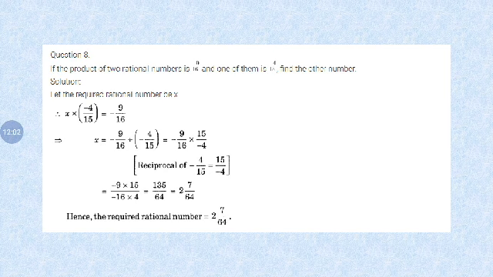Next one, minus 9 15s are 135. Minus into plus is minus. Next denominator, 16 4s are 64. Minus 16 4s. So numerator and denominator minus divided by minus, we get a symbol plus. 135 divided by 64, we get a value 2 7 by 64. Required rational number is 2 7 by 64.